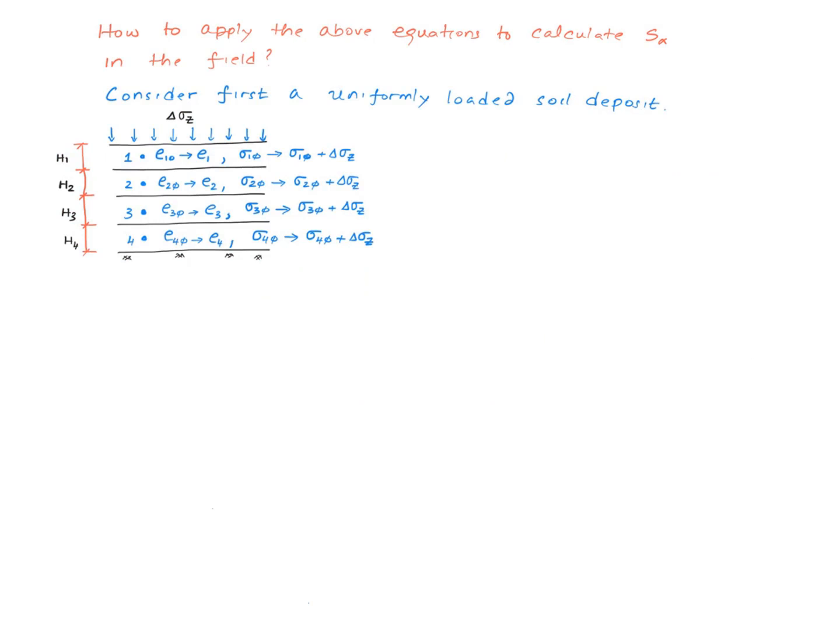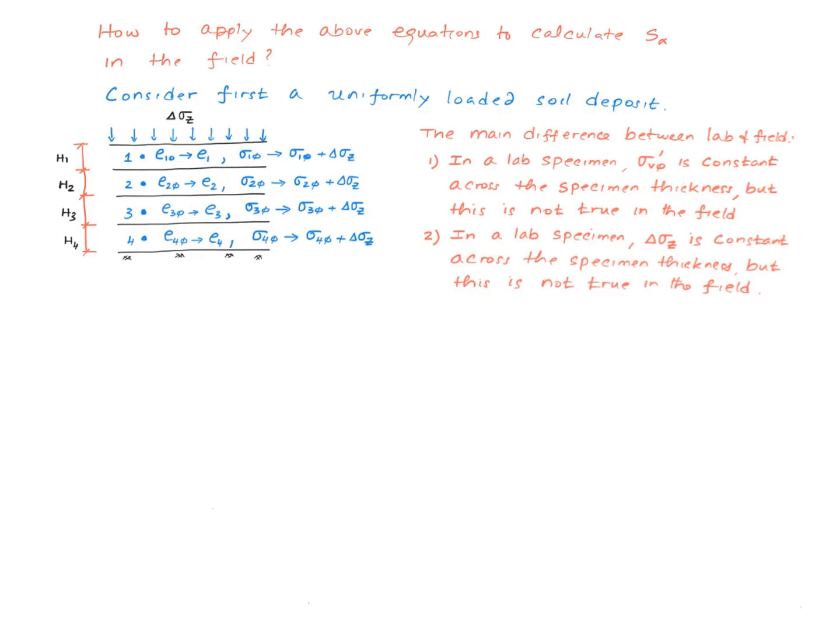So the next question is, how do we apply these ideas to calculate S infinity in the field? What are the differences between a lab specimen and the field soil deposit? There are two specific differences. Number one, in a lab specimen, the initial vertical stress is constant across the thickness of the specimen, right? But it's not generally true in the field. And similarly, the change in vertical stress is constant across the specimen thickness for a lab specimen, whereas that is not true either for a field soil deposit.